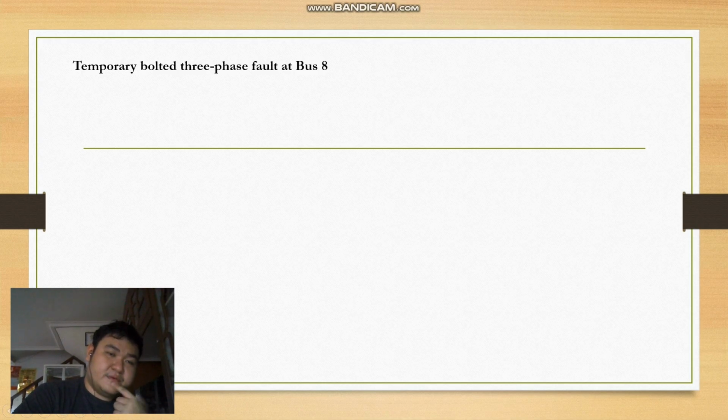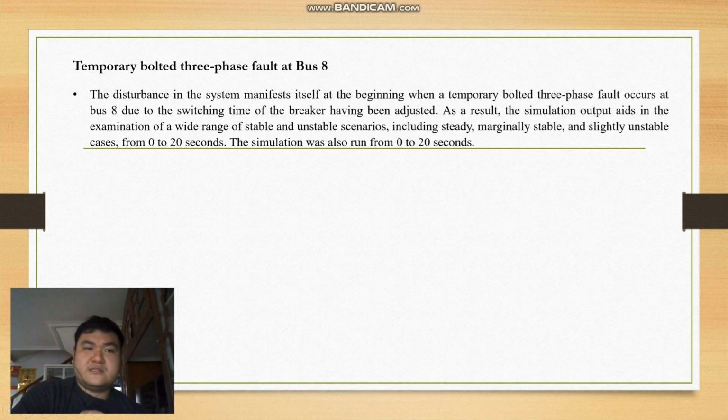The next case is the temporary three-phase fault at bus 5. The disturbance in the system manifests itself at the beginning, and a temporary three-phase fault occurs at bus 5 as we adjust the switching time of the breaker. As a result, we analyze the unstable and stable scenarios in the range from 0 to 20 seconds.